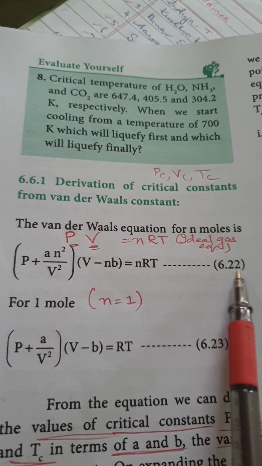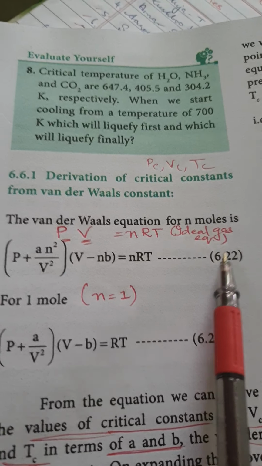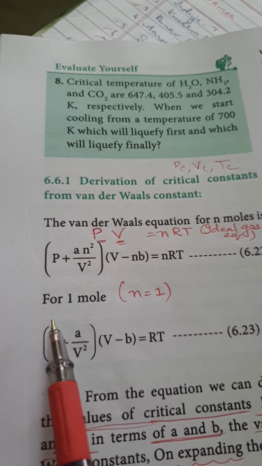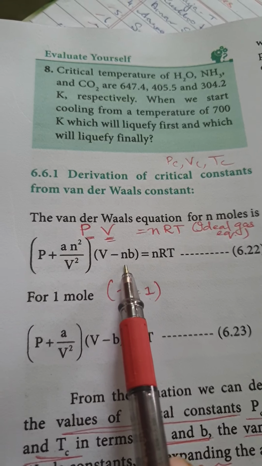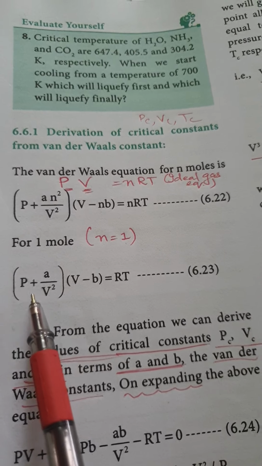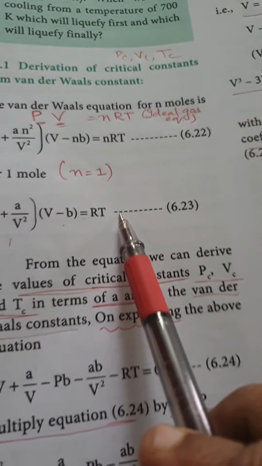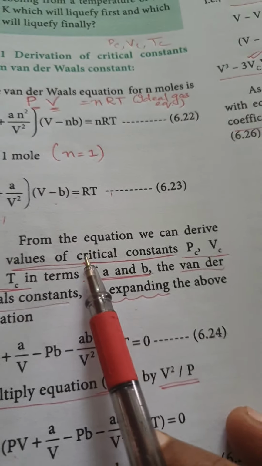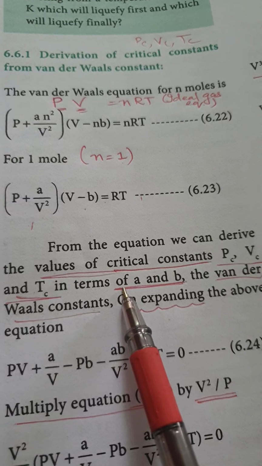Let us name it as a particular equation, number 1. You can put it when you're writing it down for your exams. Now if I take n equal to 1, all the values of n change to 1. So equation 1 changes to P plus a by V square into V minus b becomes equal to RT.